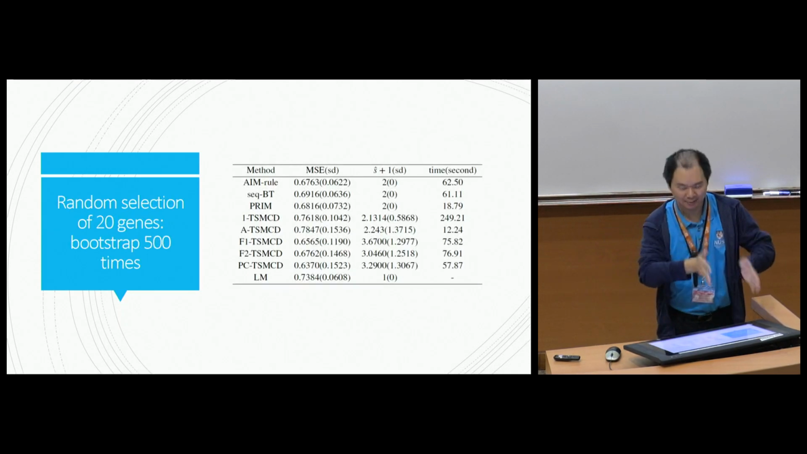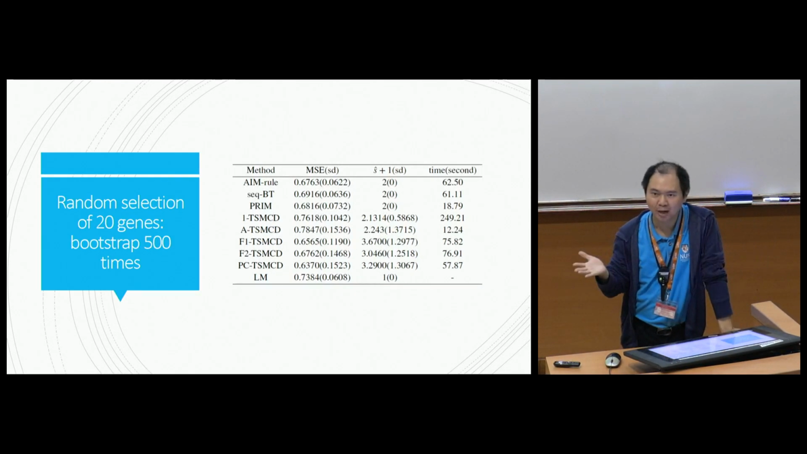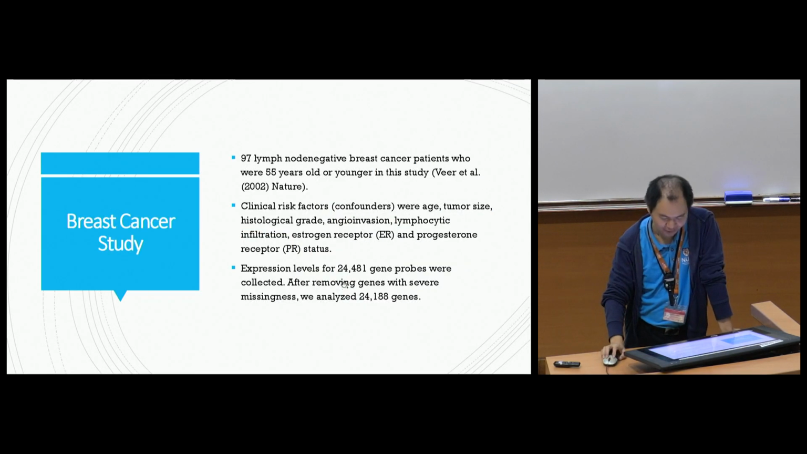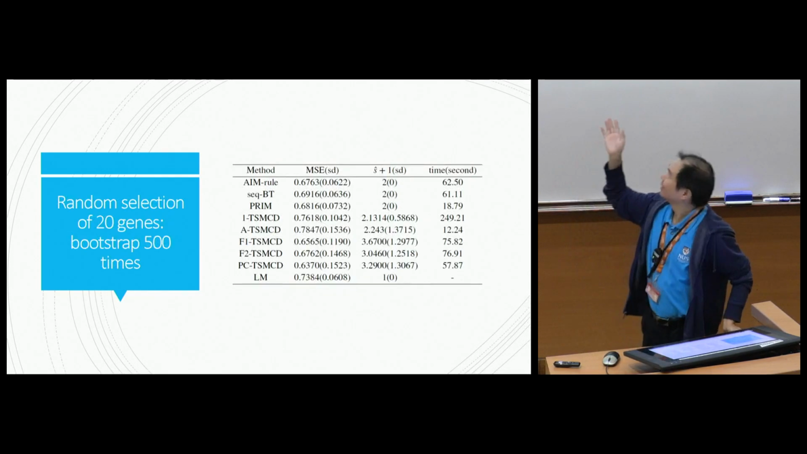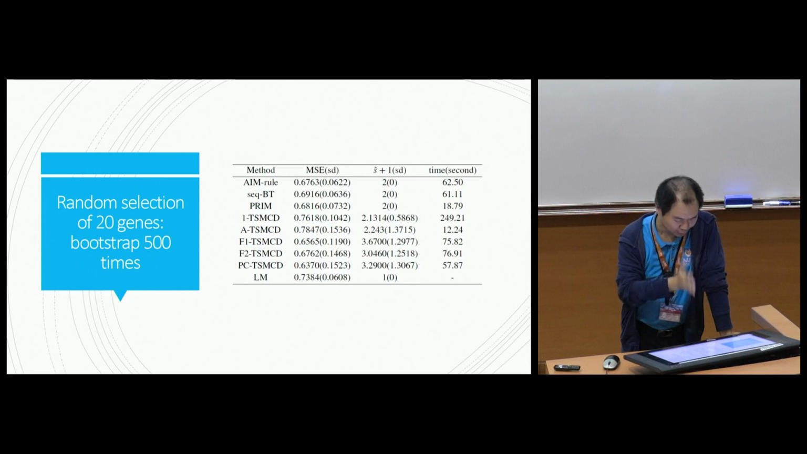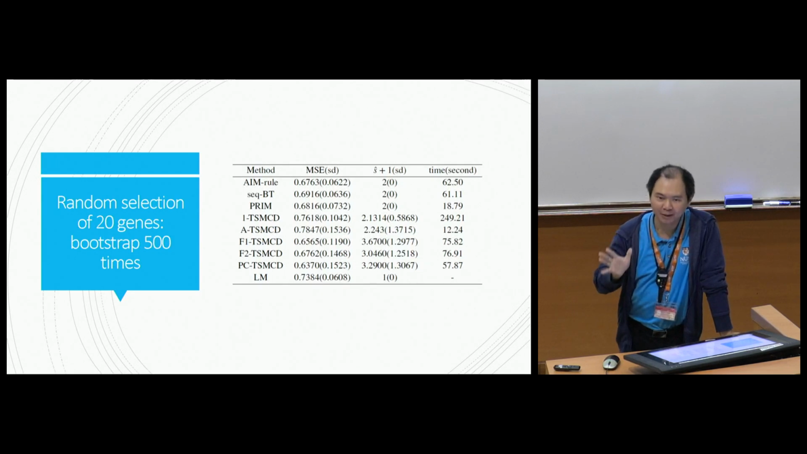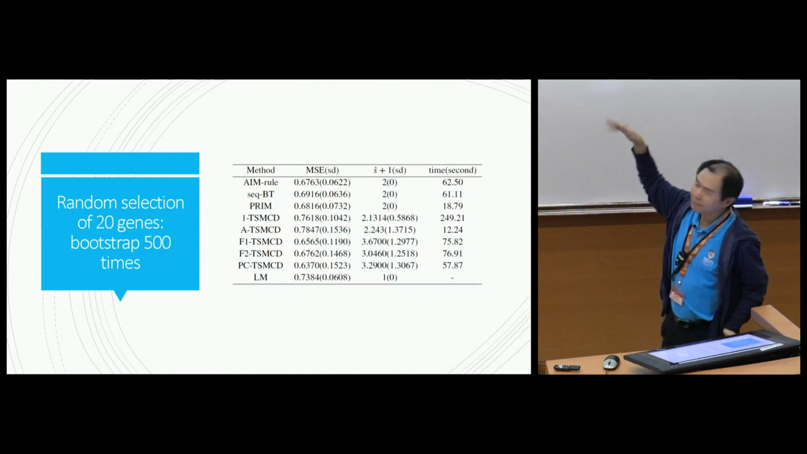In order to analyze this data, we consider several approaches. In the first approach, we try some kind of bootstrap. Our procedure cannot afford to do calculation for 24,000 genes in the algorithm. I don't think any algorithm can incorporate that many predictors. So what we did here is this kind of bootstrap. We bootstrap 500 times. Every time we randomly pick only 20 genes to fit the model.